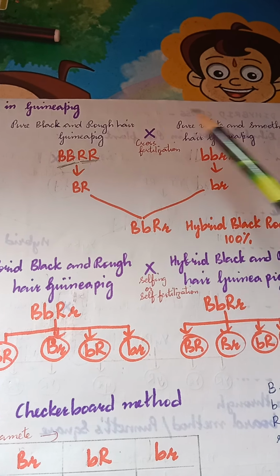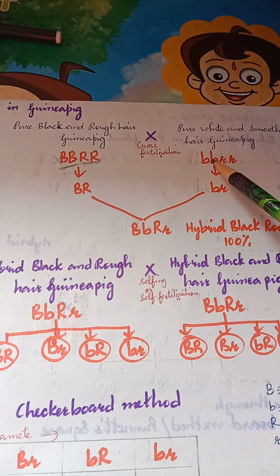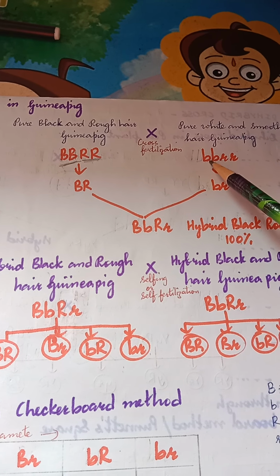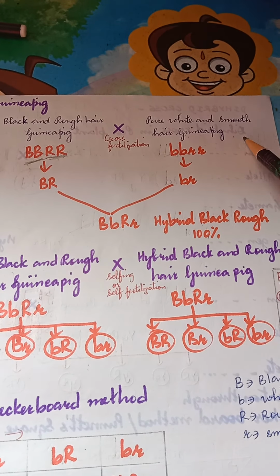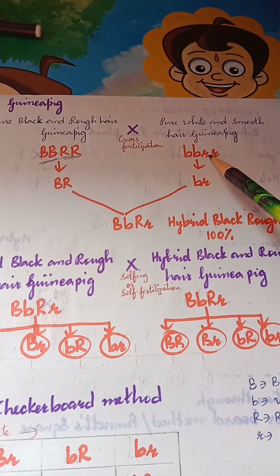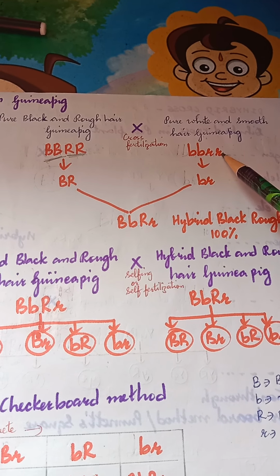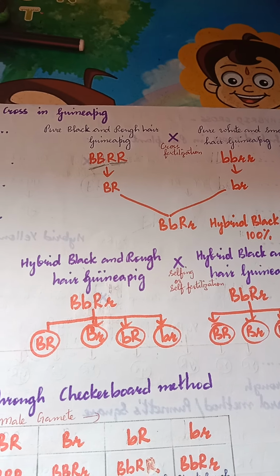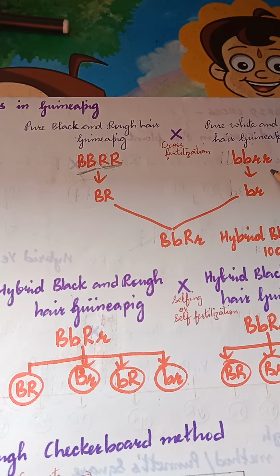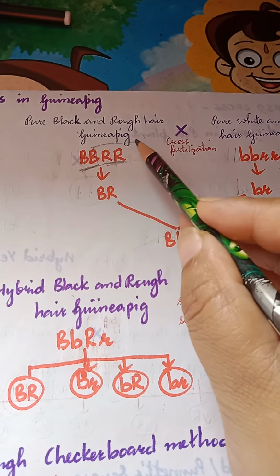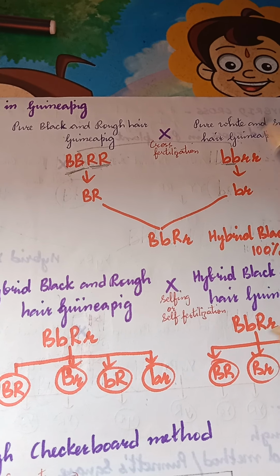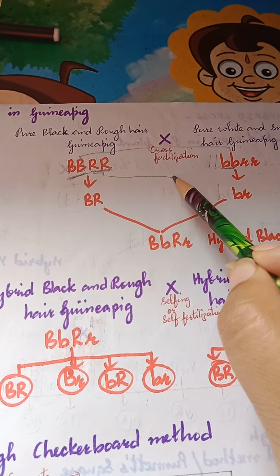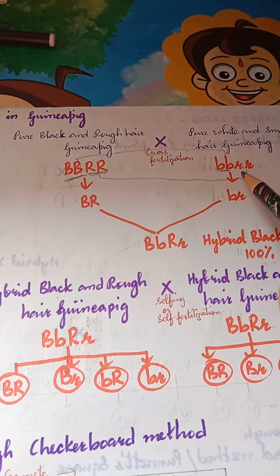Since we are comparing black with white, for white the alleles will be small b, and a small letter represents that it is recessive. And we are comparing rough with smooth, so for smooth we use small r, because smooth is also a recessive character. From here we can see these are two pairs of contrasting characters. The first pair is capital B compared with small b. The next pair is capital R, which is rough, and small r, which is smooth.